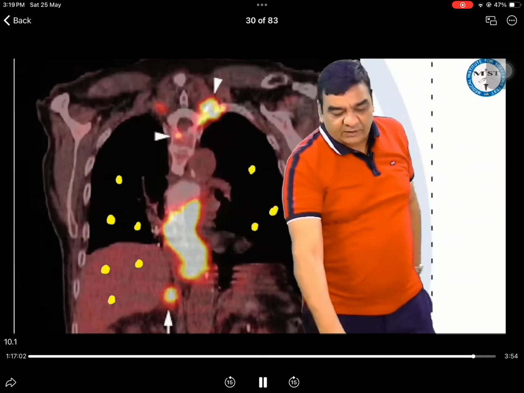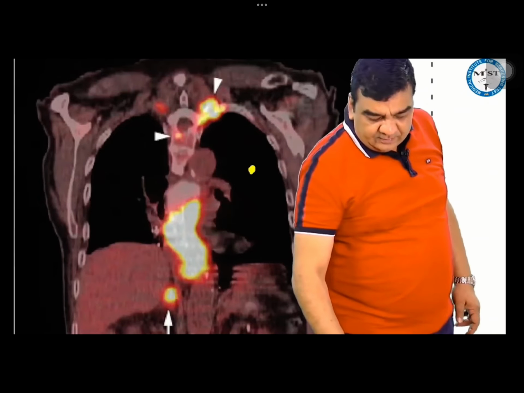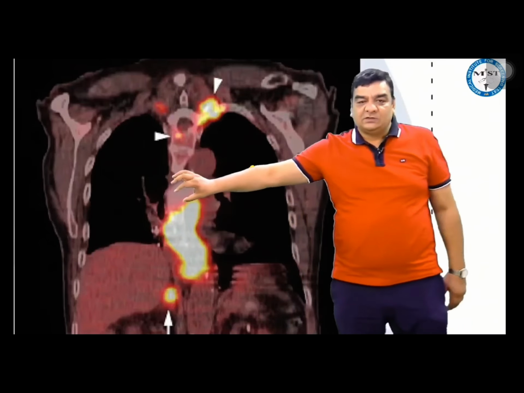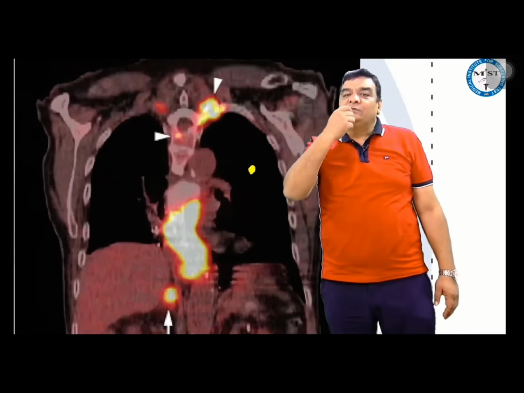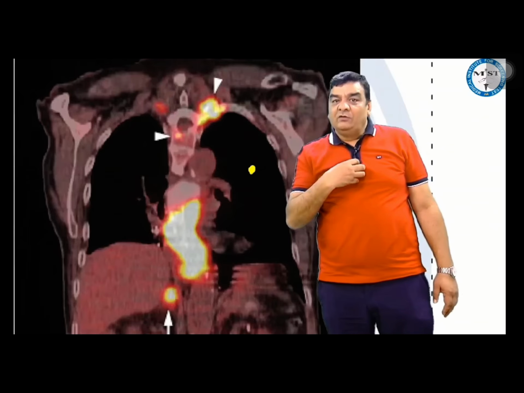Now let us talk about the esophagus. Suppose there is a patient of esophageal cancer who has come to you with dysphagia. For dysphagia, first we do a barium swallow, and in cancers we can find a filling defect and a rat-tail appearance. That will give us an idea that this can be a cancer.